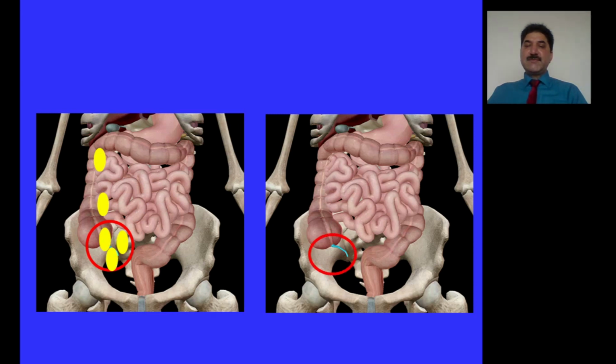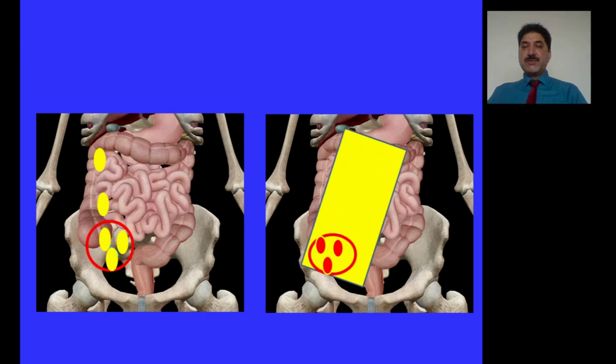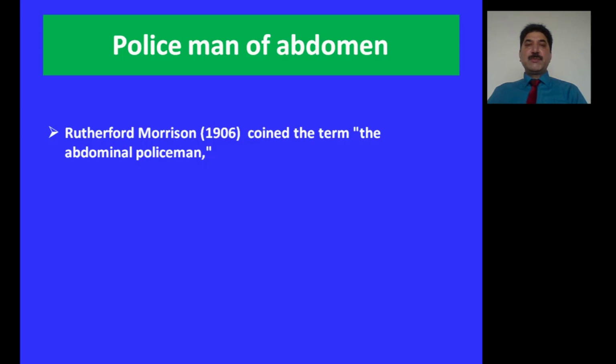For example, in case of perforated appendix, it moves to the site of infection, inflammation, and perforation, encircling the ruptured appendix and preventing spread of the infection into rest of peritoneal cavity. Thus, it was regarded as policeman of the abdomen. But the role of greater omentum as abdominal policeman is controversial.